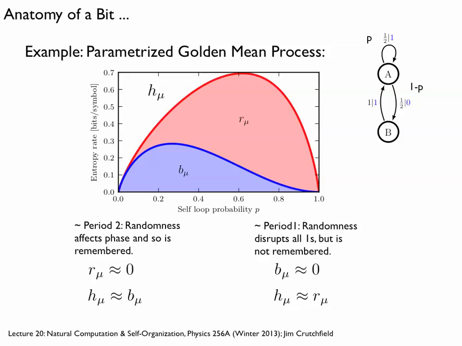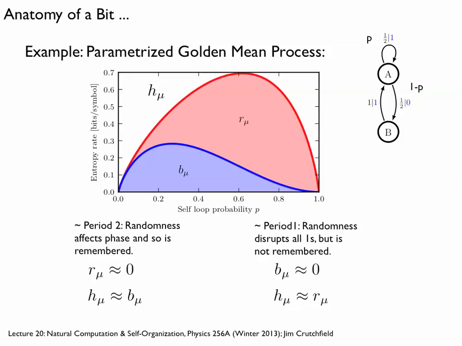So what happens down here? First of all, as the golden mean gets more and more biased, it becomes period 2. It's periodic, so h mu is going to 0. But you can see that the largest fraction of h mu, of the randomness generated, is b mu. It's information that is being created, and it's mostly being remembered because it's in the bound information.